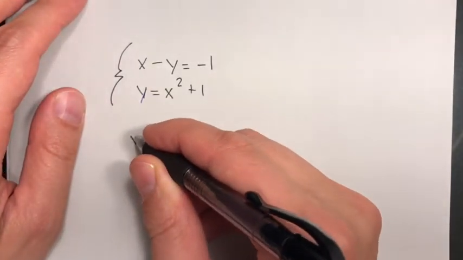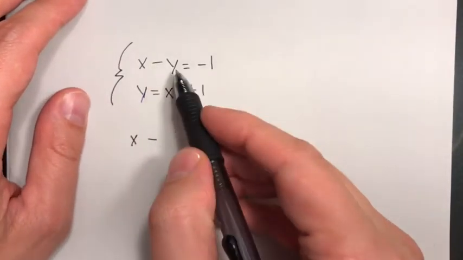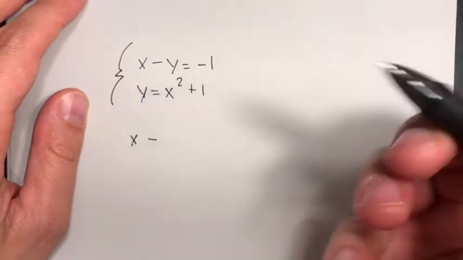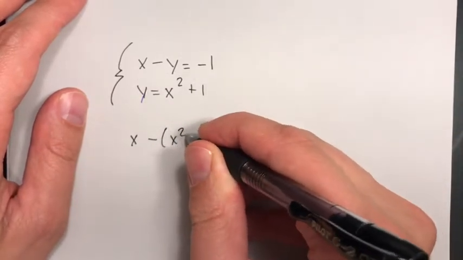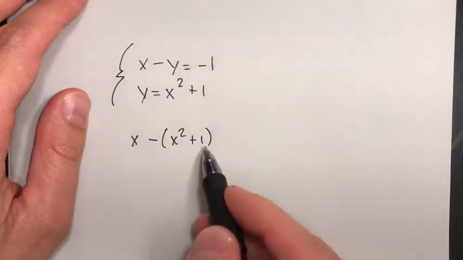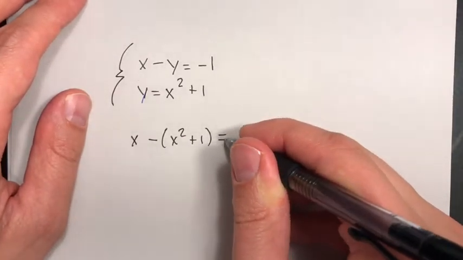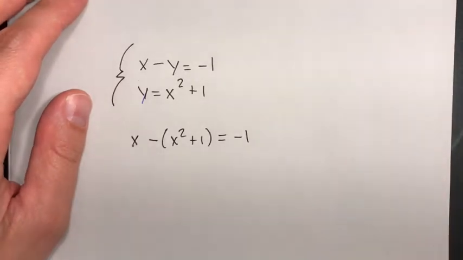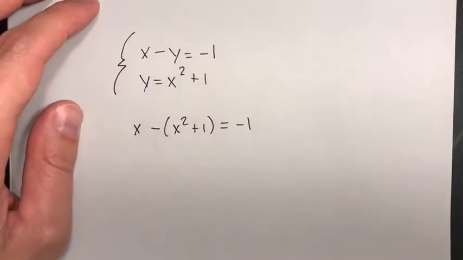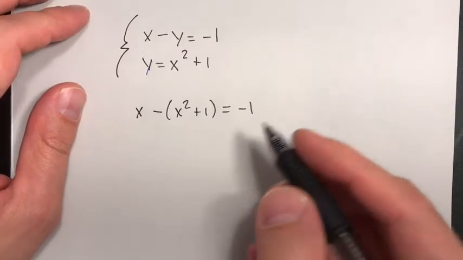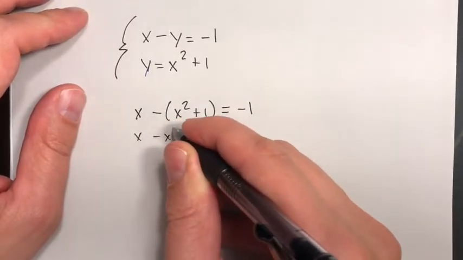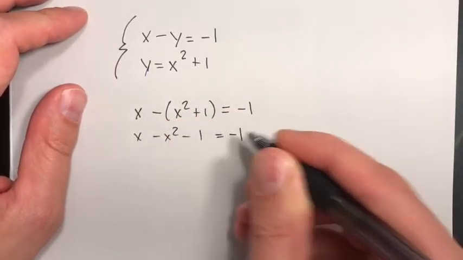So I'm going to go x minus, and instead of writing the y, I'll replace it. That's the substitution part. The x squared plus 1, making sure I do it with a parenthesis because of this minus out front. I'm going to make sure that I distribute that minus. Okay, so now I have an equation to solve for x. So x minus x squared minus 1 with the distribution.